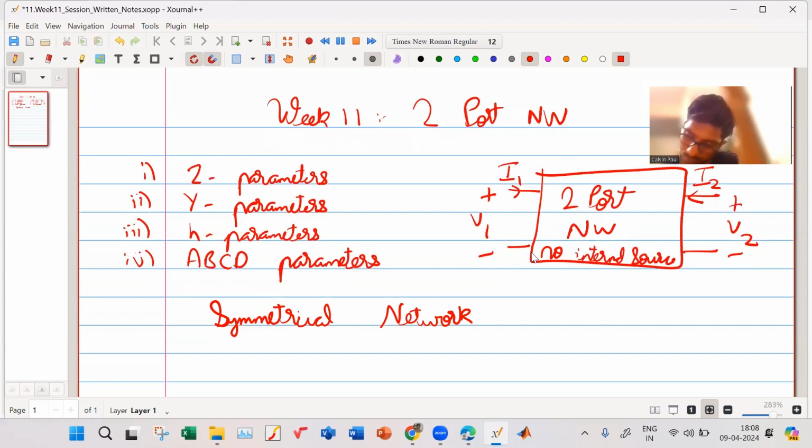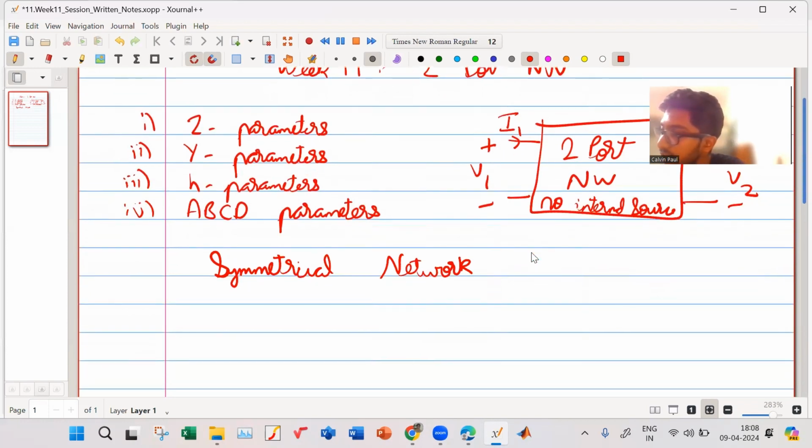Okay. So in your two-port network, symmetry means the impedance. We have studied Z parameters, so there are various impedances, Z11, Z12, Z21, Z22, etc. The impedance seen at one port should be equal to the impedance seen at the other port. If that happens, then we say that the network is symmetrical.